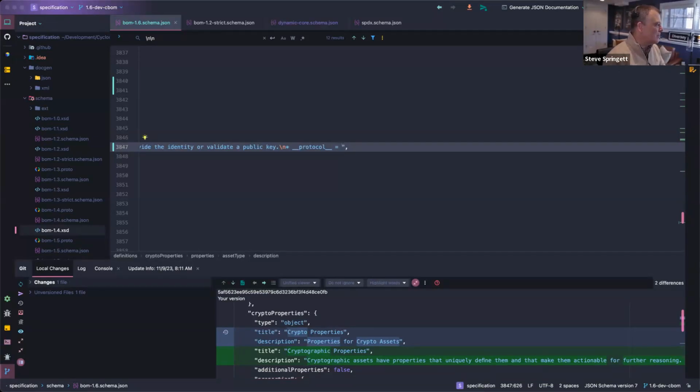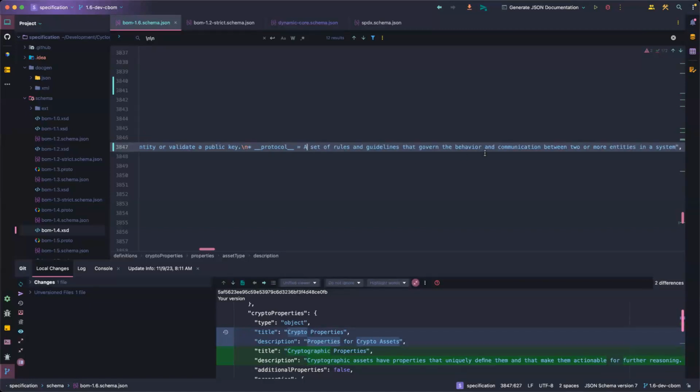Yeah. What is a protocol? How would you describe a protocol? I mean, it's a formal method in which something is accomplished, but that's not very useful. A set of rules and guidelines that govern the behavior and communication between two or more entities in a system. That's actually pretty good. Let me validate your answer against Llama. That is from OpenAI: a software protocol is a set of rules and standards that govern how different software systems communicate with each other. I actually like that.